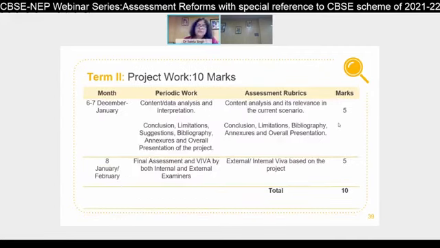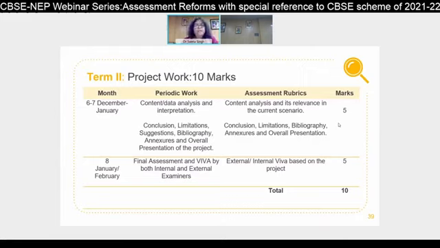For term 2, further continuing this, the months of December and January can be utilized for the content, data analysis and interpretation, conclusion, limitations, suggestions, bibliography and excerpts, etc., and overall presentation. Assessment rubrics for this would be the content analysis and its relevance in the current scenario, conclusion, limitations, bibliography, and presentation. That is for 5 marks.